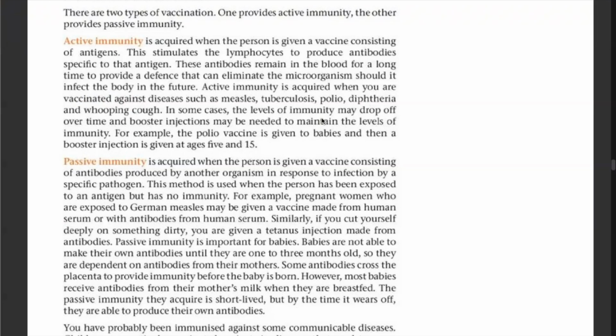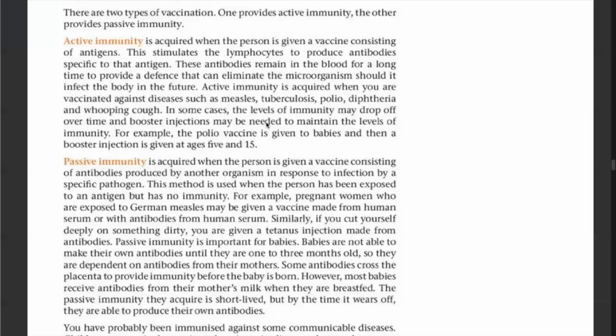And in some cases, the levels of immunity may drop off over time, and booster infections may be needed to maintain the levels of immunity. So, for example, the polio vaccine is given to babies, and then a booster injection is given at ages 5 and 15. All right. This is one that we're very, very familiar with, right?